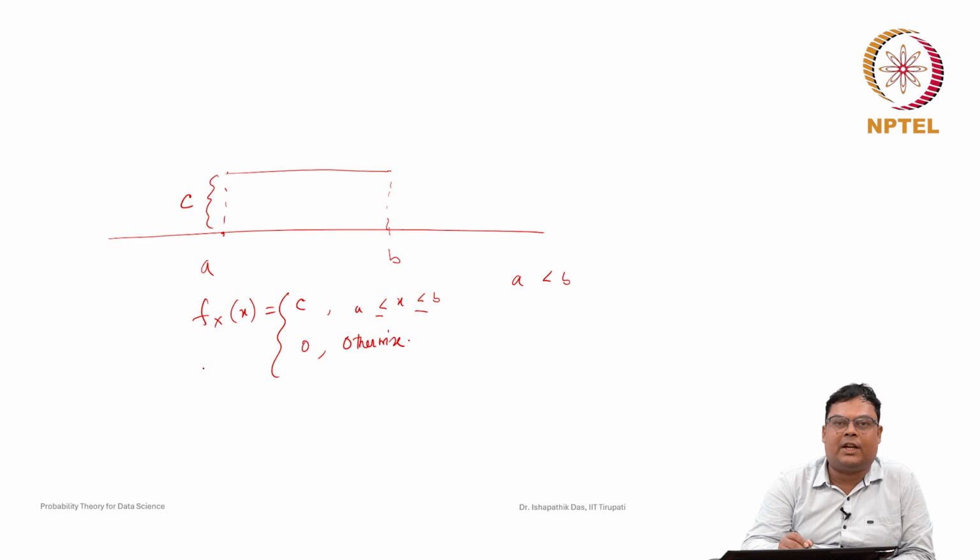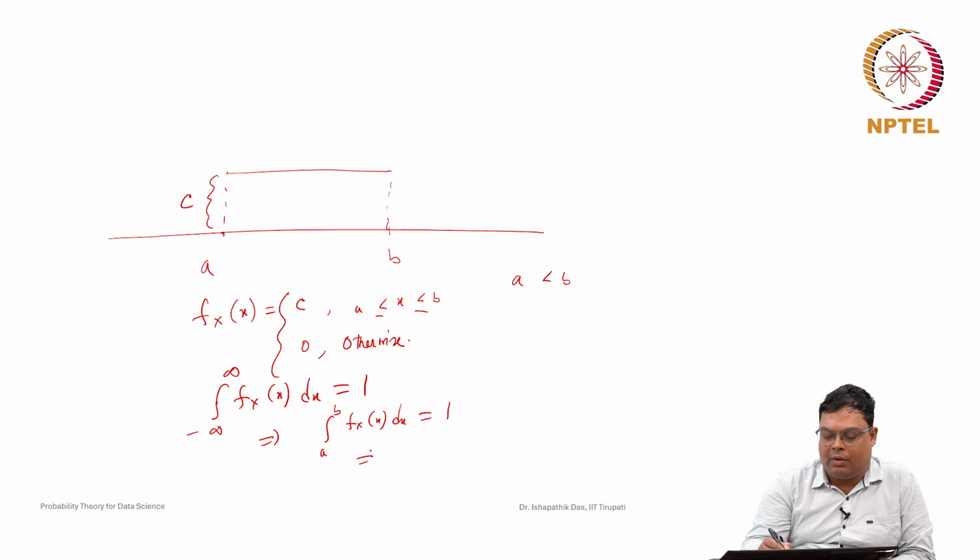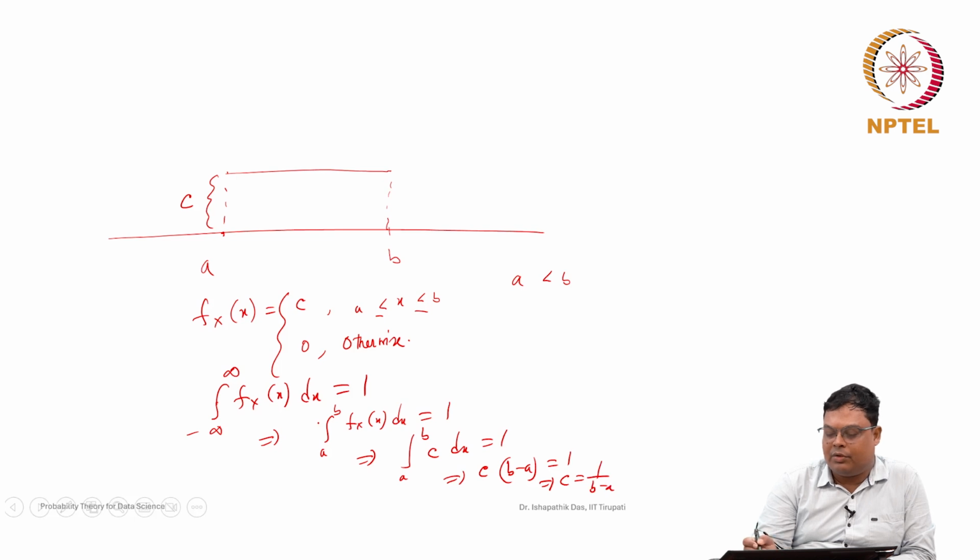Because it is a probability density function, it will satisfy all the properties of a probability density function. As you have already discussed, it is greater than or equal to 0, that is why c has to be greater than 0, otherwise it is 0. Also, if you take the integration from minus infinity to plus infinity of f of x dx, this should be equal to 1, and it is 0 outside this interval, which implies the integral from a to b of f of x dx should be equal to 1. In this interval it is nothing but the constant c dx, which implies c into b minus a is equal to 1, which implies c is equal to 1 by b minus a. That is why, for a uniform distribution, c has to be 1 by b minus a.